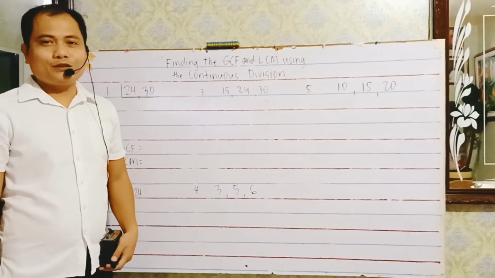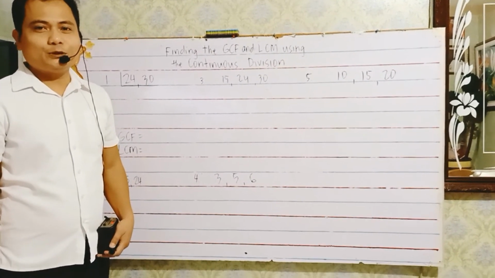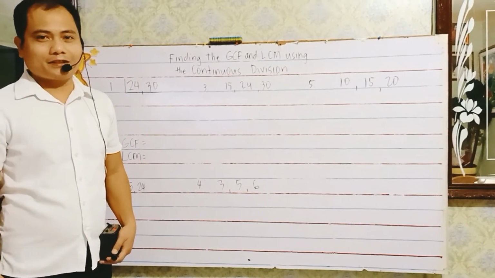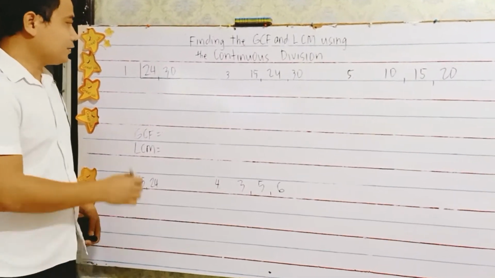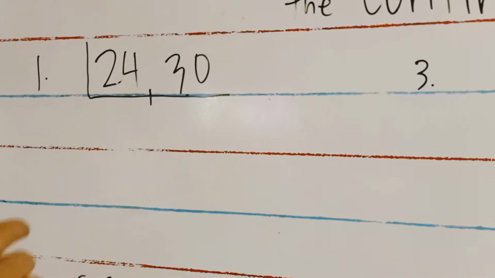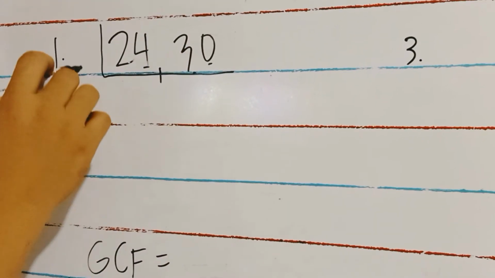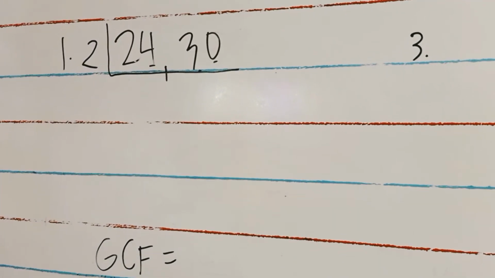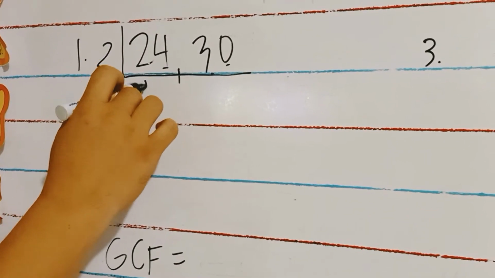Today we are going to find the GCF and LCM using continuous division. Okay? Let's start with number 1. 24 and 30. Since 24 and 30 end with even numbers, they are divisible by 2. So let's divide them by 2. 24 divided by 2 is 12.